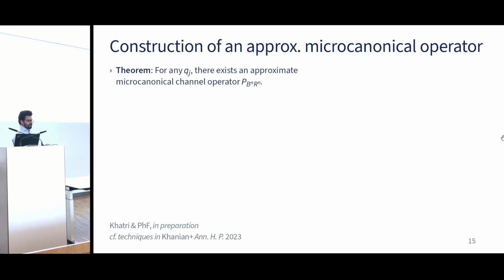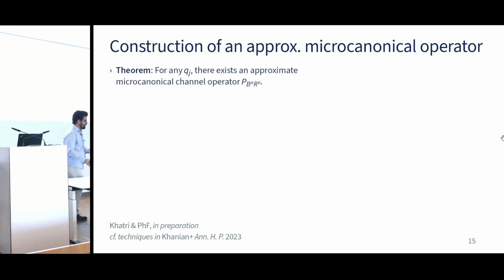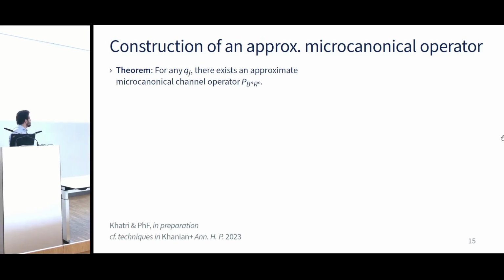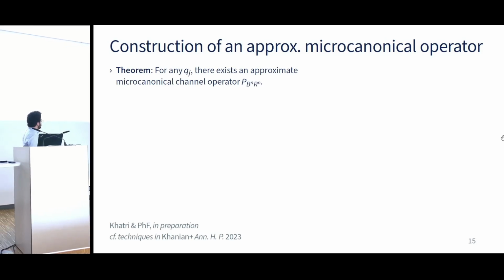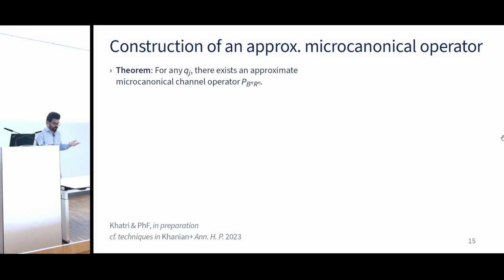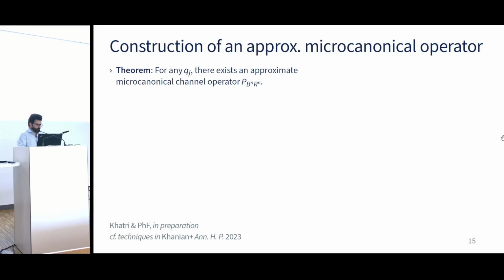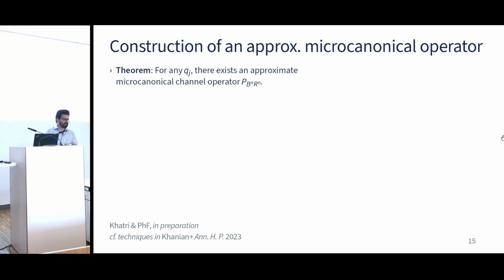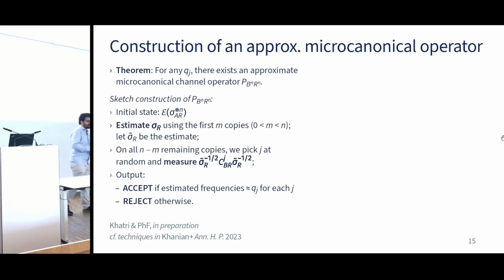Now, I gave you a definition of what this approximate microcanonical channel operator is, but I didn't tell you how to construct it. So in the remaining few minutes, I'm going to try to give you an idea of how to do that and how to prove that it has the desired properties. This is the theorem I'd like to sketch right now, because I won't be able to prove it, obviously. So there exists an operator like this. The sketch of how to construct it is going to be something like this.